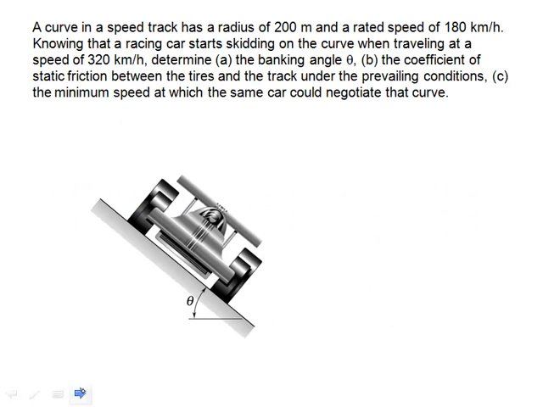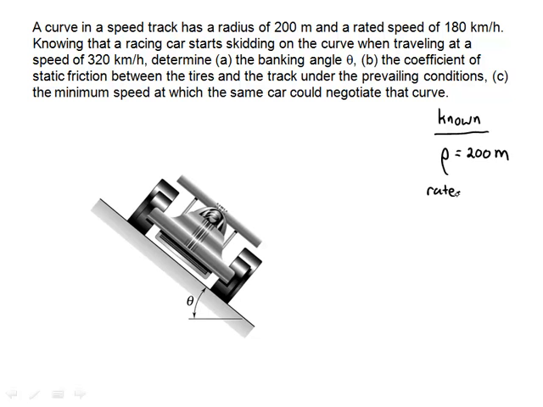Okay, so let's take a look at our first problem, and we always like to start off by writing down the known values. So as we read through this problem, what do we find out? We find out the radius of the track is 200 meters, and that's going to be a constant. So rho is equal to 200 meters, and the rated speed is 180 kilometers per hour.